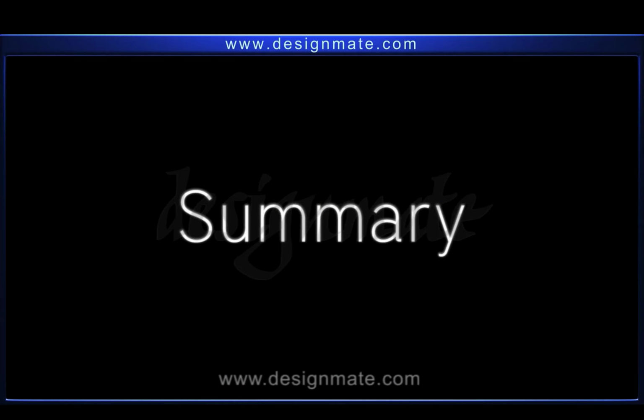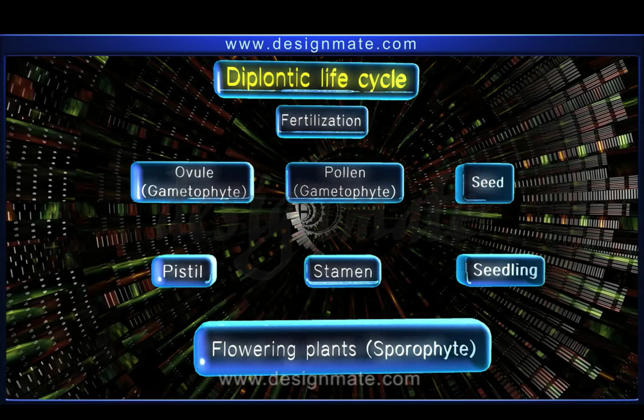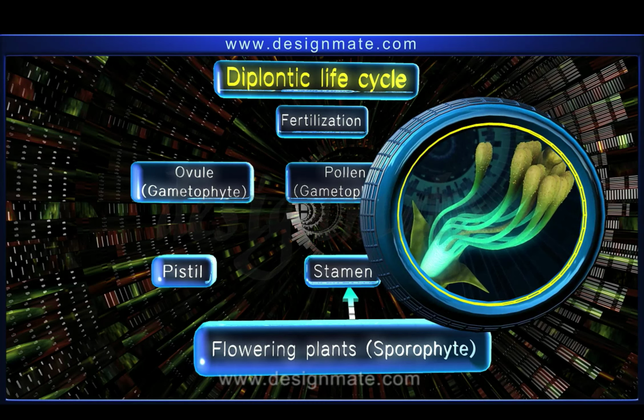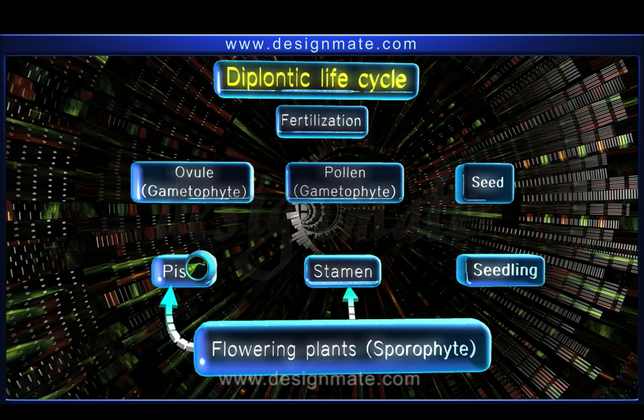Summary. In flowering plants, the flowers represent the sporophyte. In this life cycle, the sporophyte, which is the flowering plant, bears the stamen and the pistil.